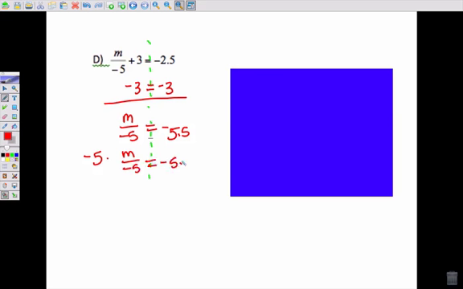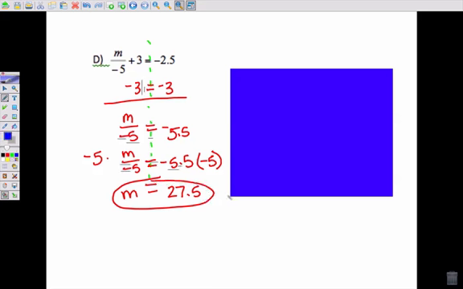And in this case, because I'm multiplying by negative 5 and I'm already using a dot on this side as the decimal, I'm going to put the negative 5 in parentheses. So, negative 5.5 times negative 5 is positive 27.5, and this side is just m. So m equals 27.5.